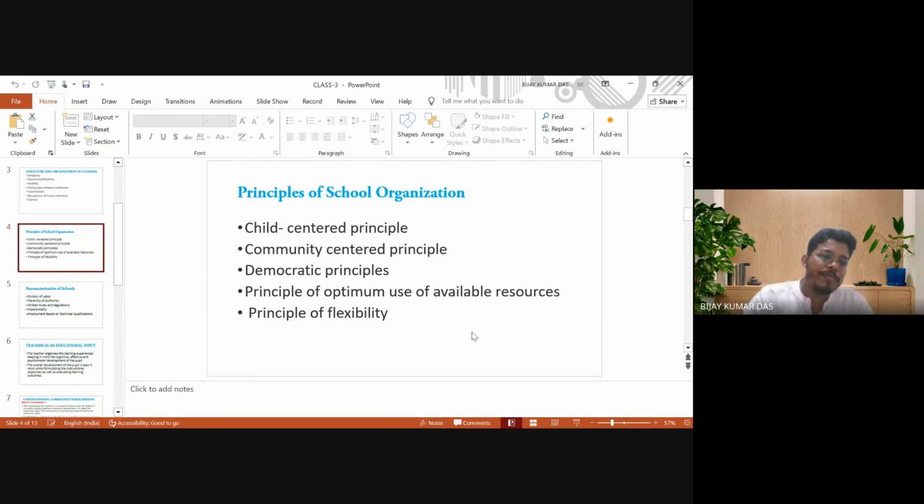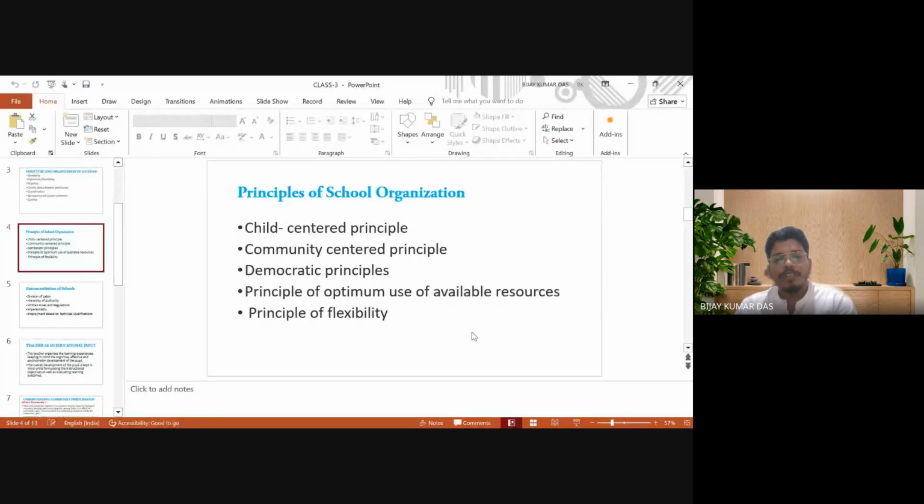Skip that slide. So when you talk about the child-centered principle, you know that the school will work according to the students' interest, students' need, students' demand. Child is the center of learning, the center of education. School process and organization will follow that and adopt those things.